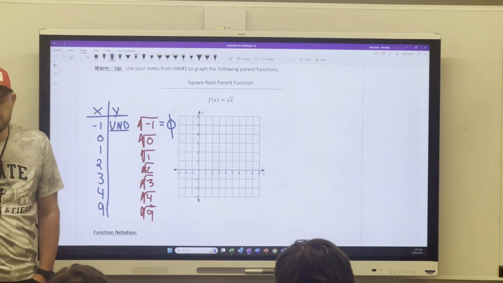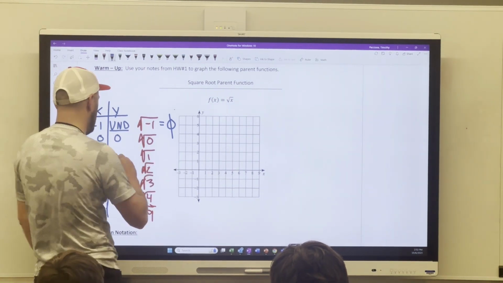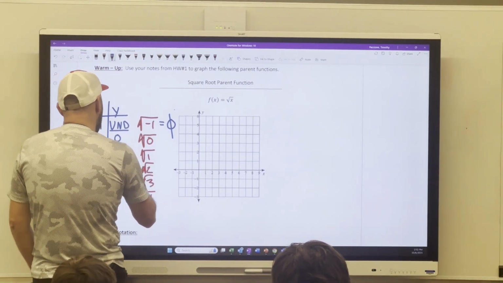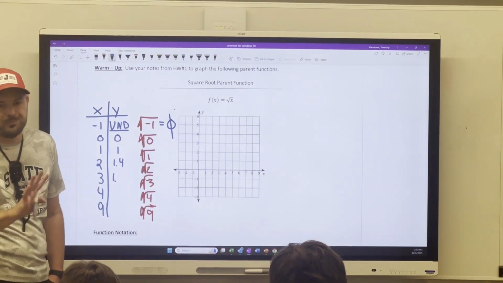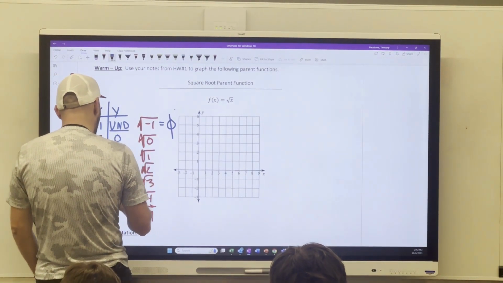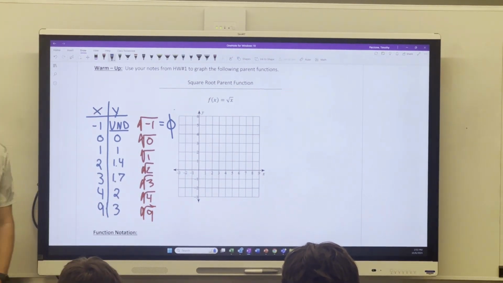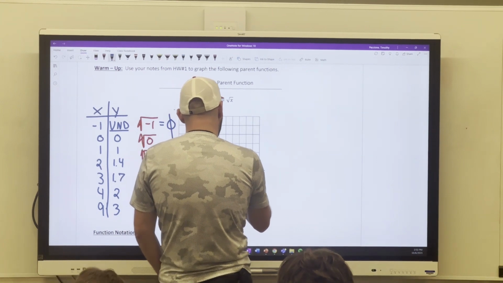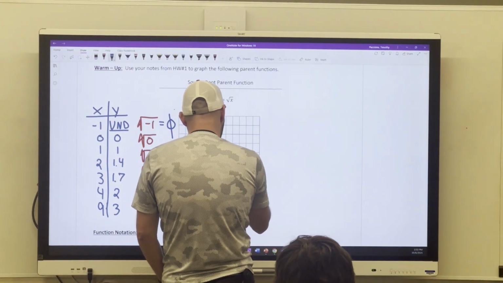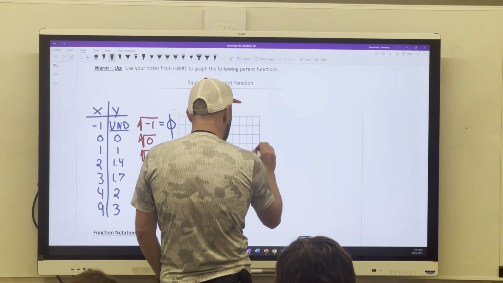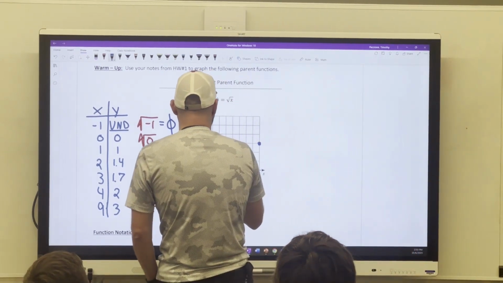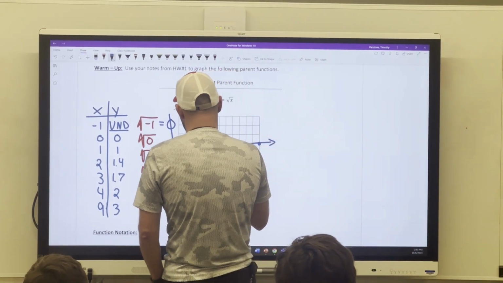Square root of 0 is 0. Square root of 1 is 1. Square root of 2, we would use our calculator and we would get 1.4. Square root of 3, we would use our calculator and we get 1.7. Square root of 4 is 2, square root of 9 is 3. Now we have some x, y values we can add to our graph, right? 0, 0; 1, 1; 2, 1.4 about; 3, 1.7 about; 4, 2; and then 9, 3. So you can see it kind of curves that way, and that's our function, okay?